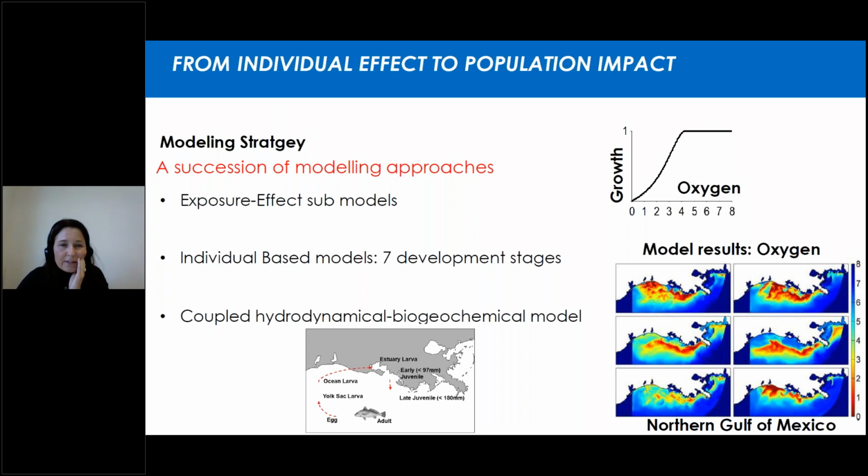In this type of model, you can see the influence of oxygen value on some physiological processes like growth, reproduction, mortality, etc. Using this exposure effect submodel, they also have an individual-based model that follows individuals through the different development stages, going from larva to juvenile to adults. These individuals use as oxygen estimation the estimation provided by a coupled hydrodynamic and biogeochemical model of the Gulf of Mexico. You can see here the results of the oxygen estimation that have been used to feed the individual-based model.